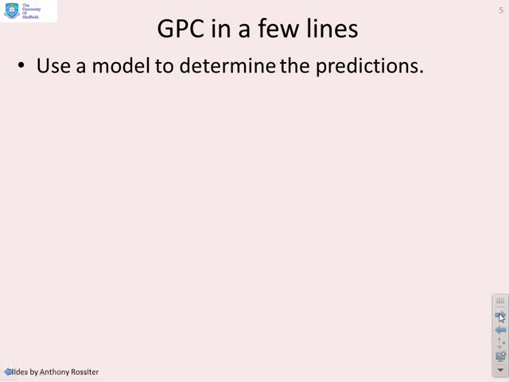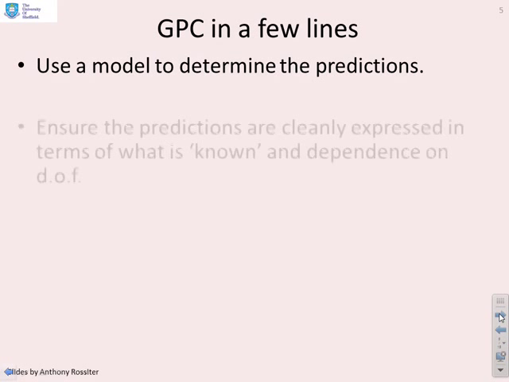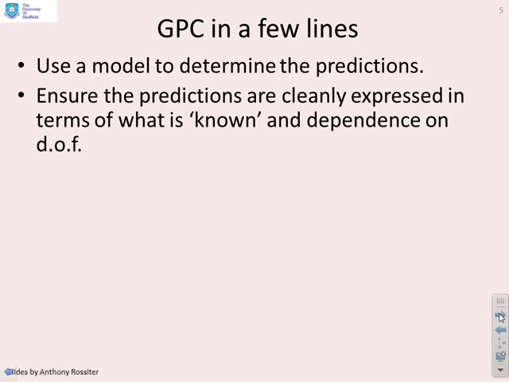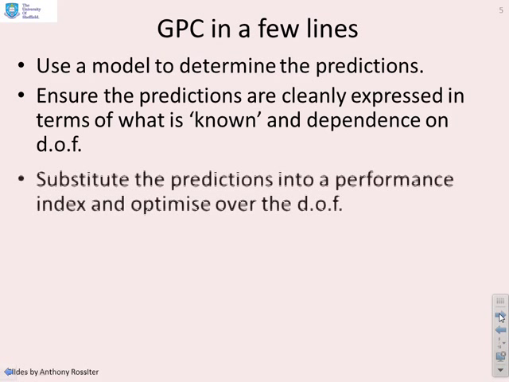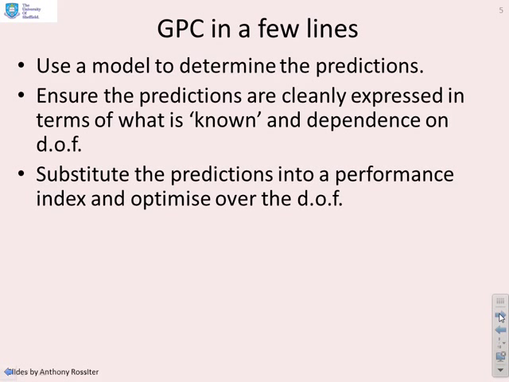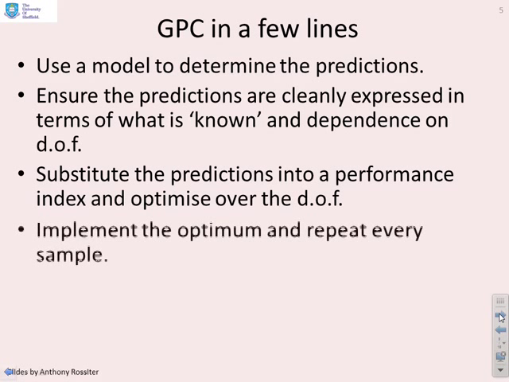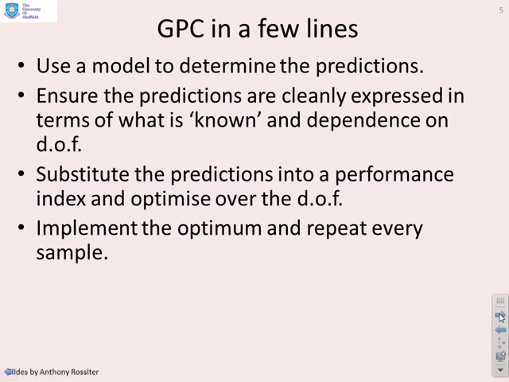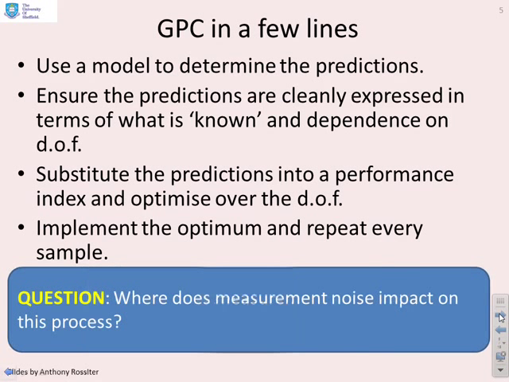Let's first of all summarize GPC in a few lines. First, you use a model to determine the predictions. You ensure the predictions are cleanly expressed in terms of what is known, that's past data in essence, and dependence on the degrees of freedom, usually the future control choices. You substitute the predictions into a performance index and optimize over the degrees of freedom. You implement the first of the optimum and repeat this every sample.